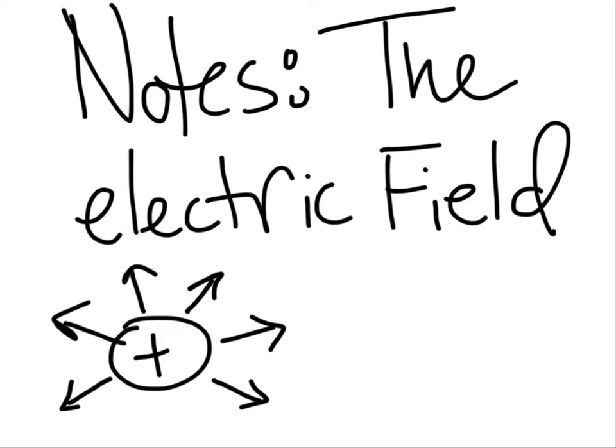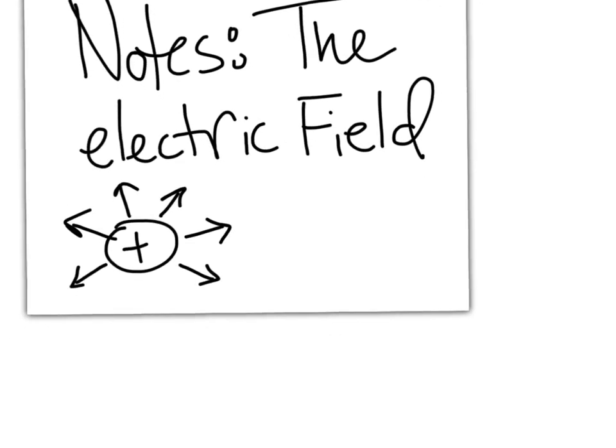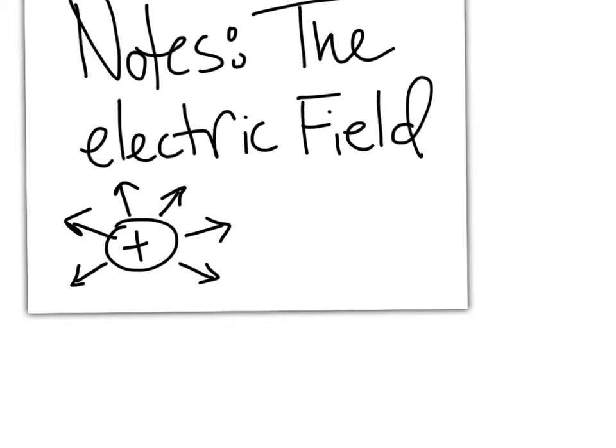So, what we have here is positive charge, and there are lines pointing away from it. When we talk about the electric field, it's very similar to the gravitational field. Not drawn to scale, but when you're on the surface of Earth, you feel a force downward, and that's the pull of gravity, obviously.